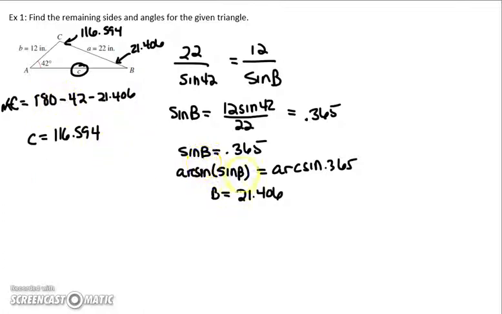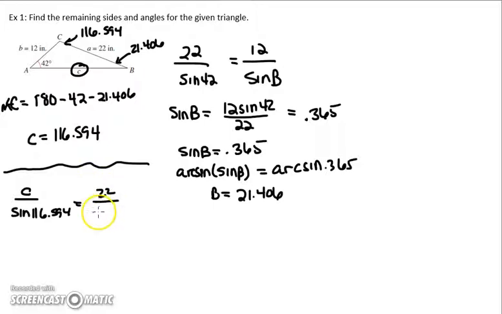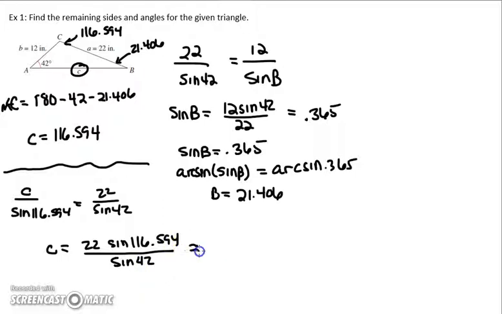We could use side b and angle B, but like I said in the previous video, it's best if we use what they give us because we had to round for this one. So we can say that c over the sine of 116.594 is equal to 22 over the sine of 42. So c is equal to 22 sine of 116.594 over sine of 42, which is approximately equal to 29.4, and our units are going to be inches.